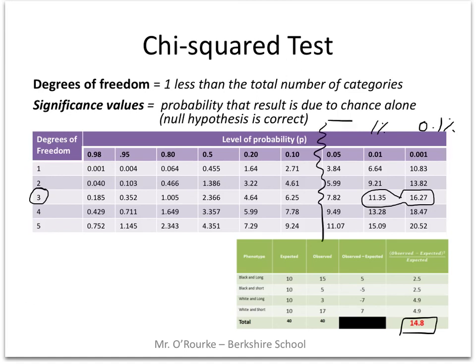Again, anything to the right of 0.05, we tend to reject. That is to say, I disagree with that idea. I disagree with my null hypothesis that there is no difference. I think there is a difference. I think there is something going on here. And very likely there is a significant difference between what I observed and what I expected. That's the idea behind chi-squared.